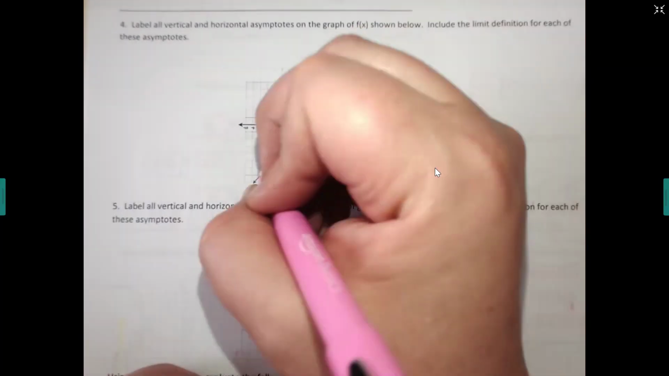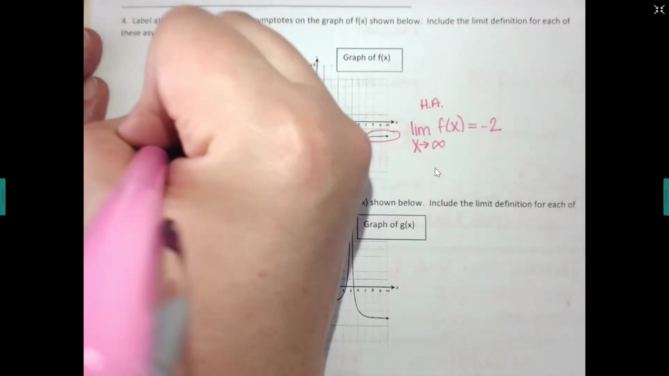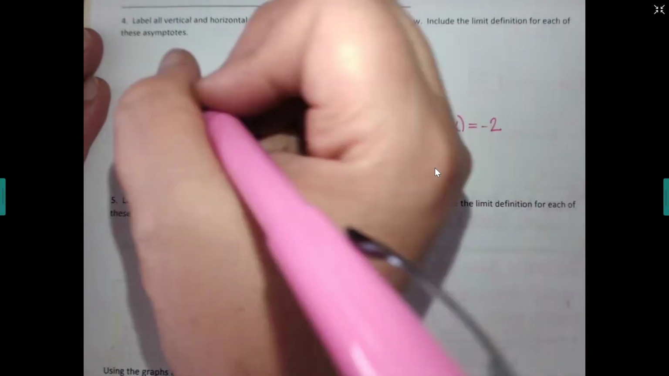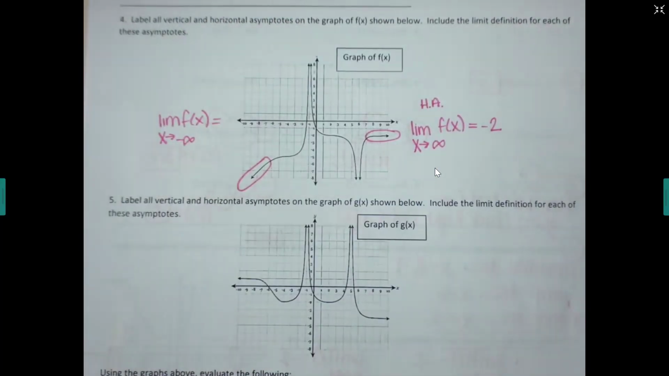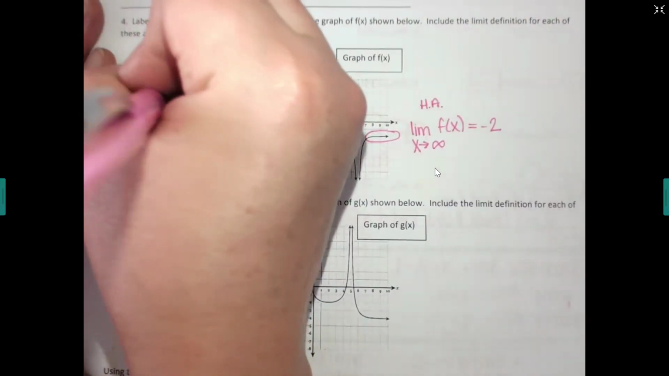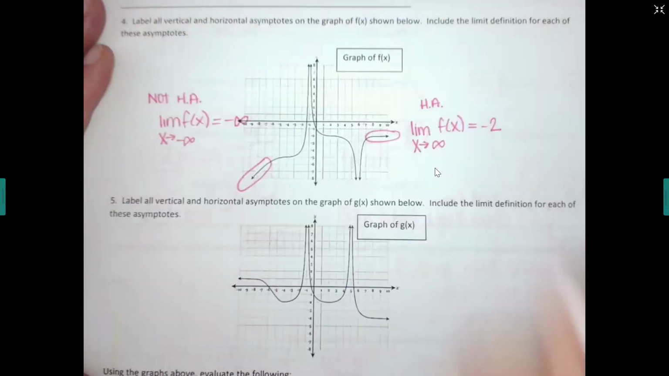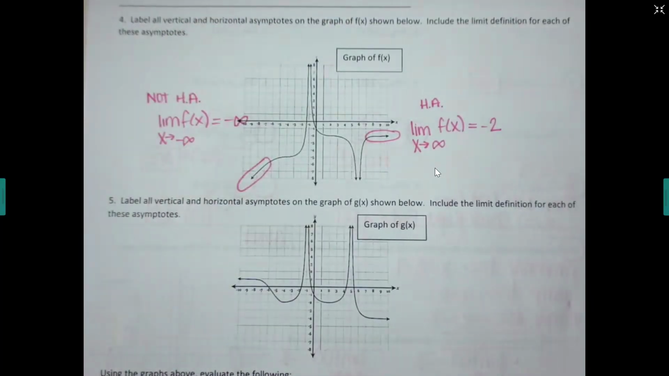Okay, let's do the left side. What is my x approaching for my limit? If I'm on the left end of the graph, -infinity. And then remember that if it's curving off towards a particular number, I'll put that number. But in this case, it's just going down forever. So what would I let that equal? -infinity. And then I'm going to put here, that is not an HA. It does describe what the end is doing, but it's not a horizontal asymptote if it's not actually curving off towards something specific.